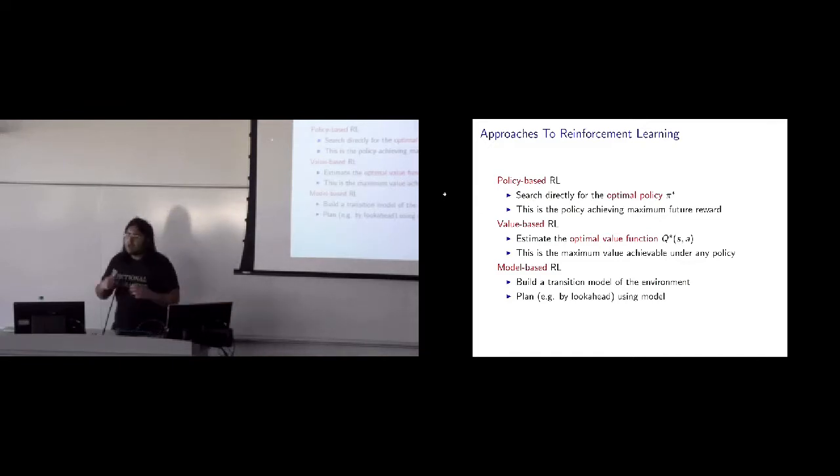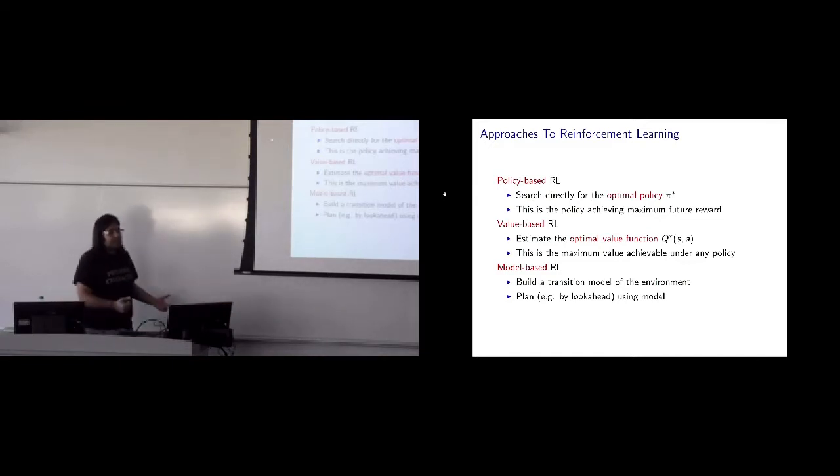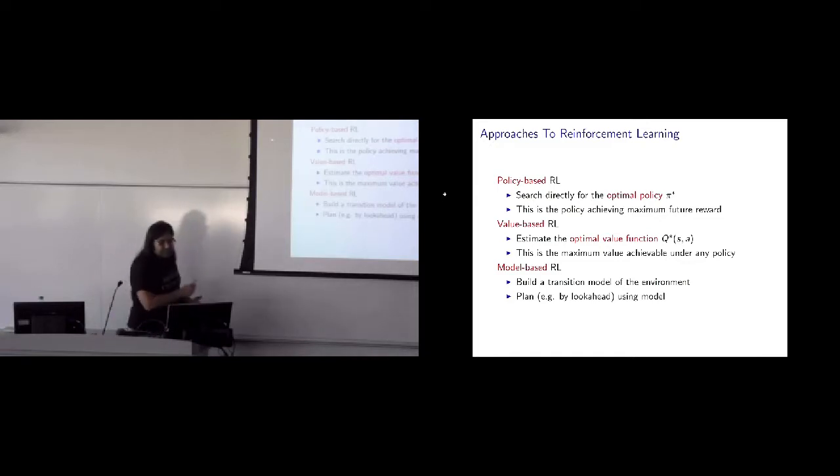So, some RL algorithms are model-based. It means that they build a transition model of the environment. And then, when they have the model, they use planning algorithms to solve the optimization problem. What's the difference between planning and reinforcement learning? In planning, the model is known. In reinforcement learning, the model is not known. Can anyone think of a good example of a game that can be solved with planning?